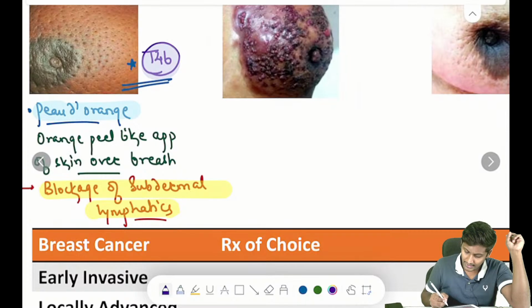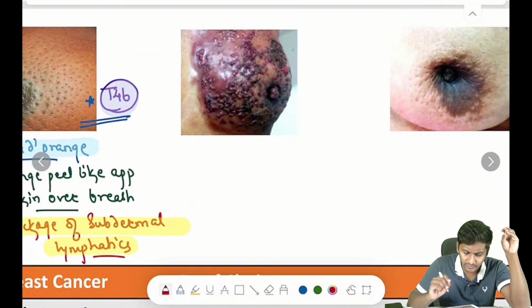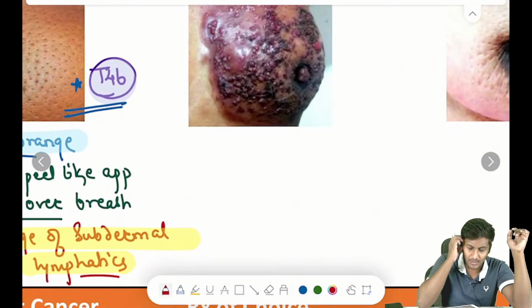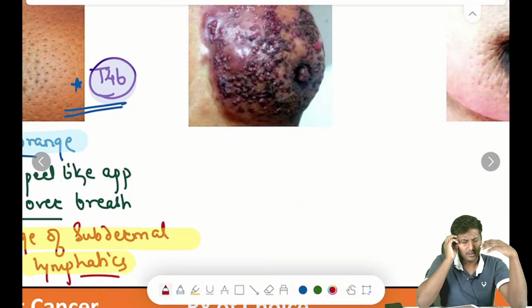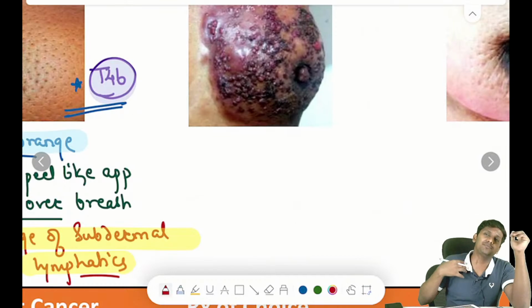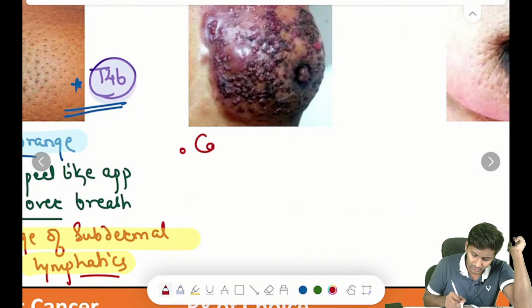Okay? Next, what is this? Here, can you see there are a lot of small nodules all over the skin. Here the patient has a history of breast cancer. That breast cancer was treated already, but now it has appeared again, and now it is spreading into all the cutaneous lymphatics. So this is called cancer en cuirasse, bache.